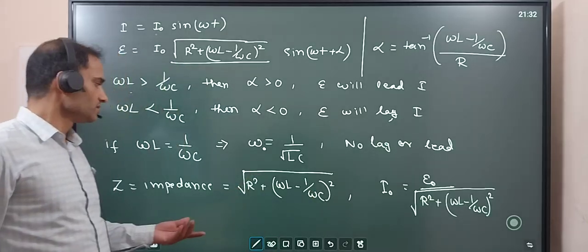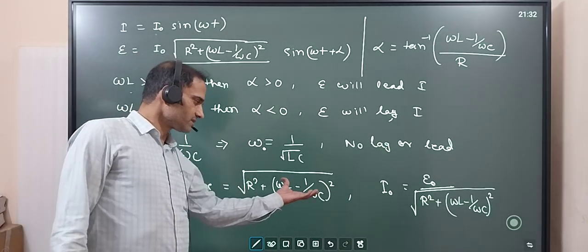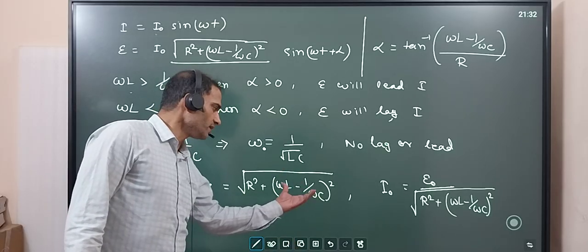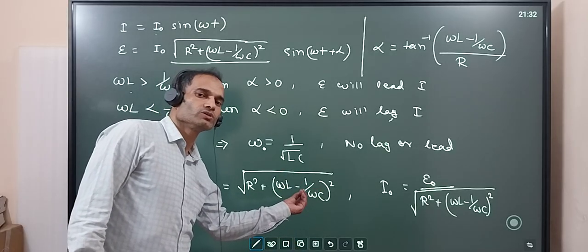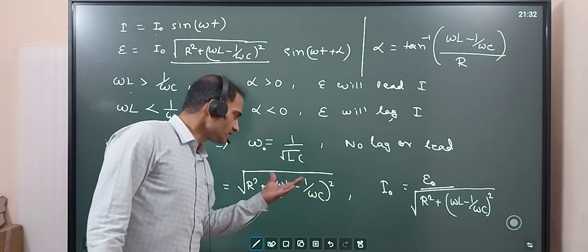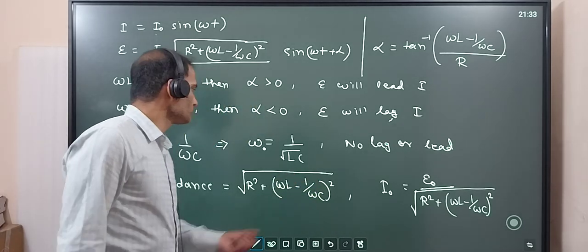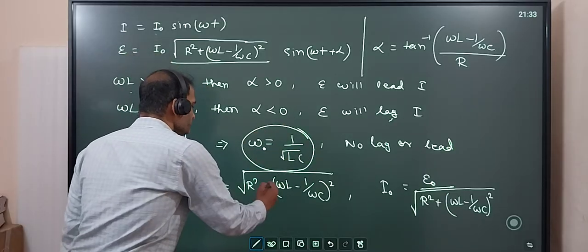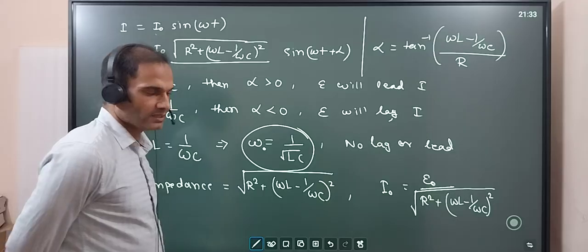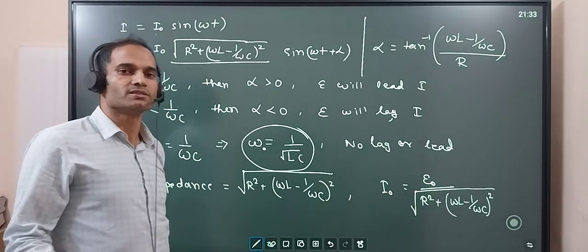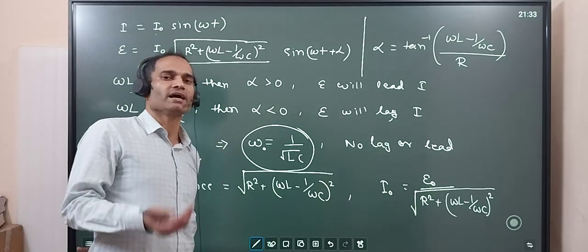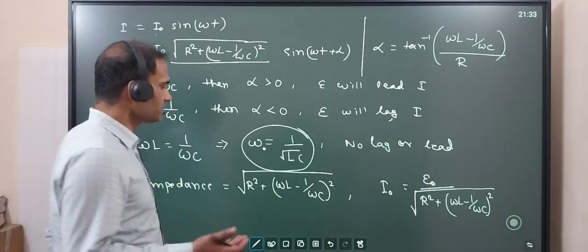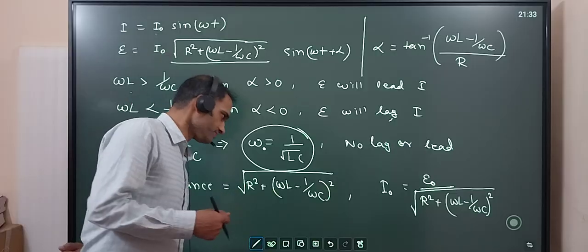Let us consider this part. Impedance will be minimum when this part becomes 0. That means we have a particular frequency at which impedance is minimum, and that case is called resonance. In this case, the current will be highest for a given voltage.